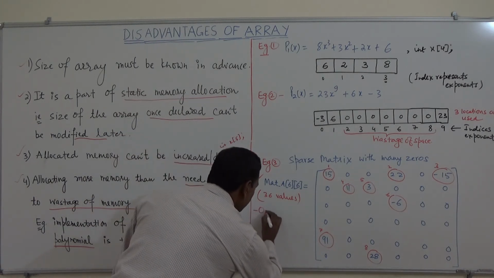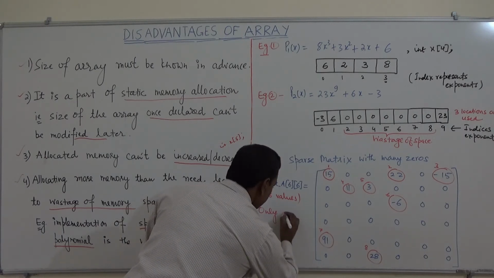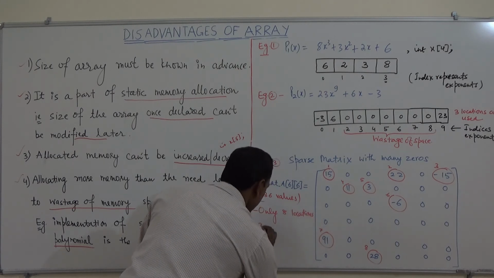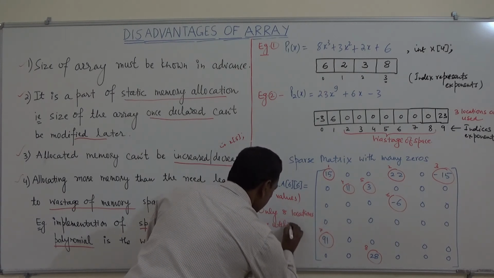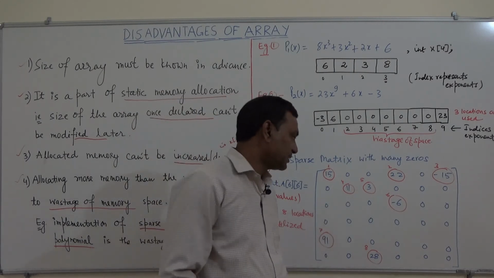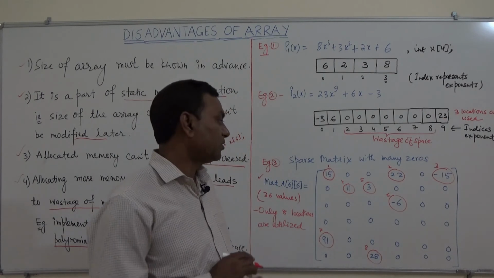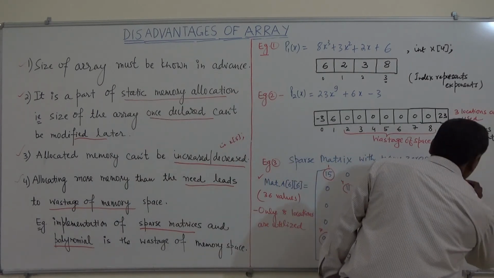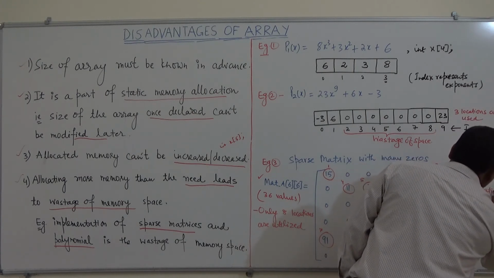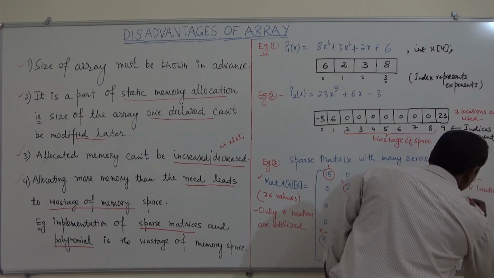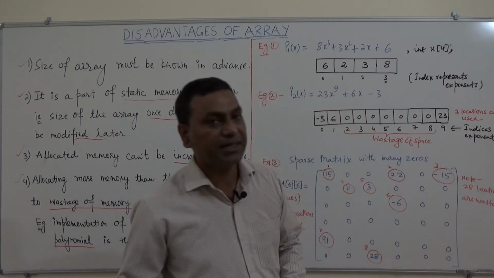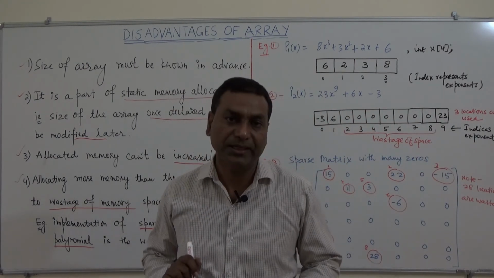So we can say only 8 locations are utilized. So in the rest of the locations, that is 28 locations, 28 locations are wasted if we implement this sparse matrix using the array.